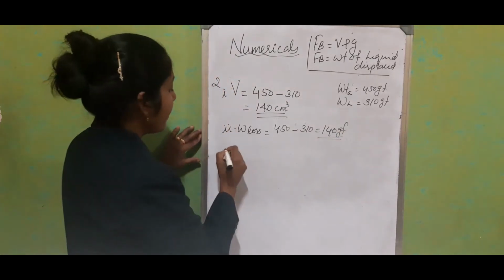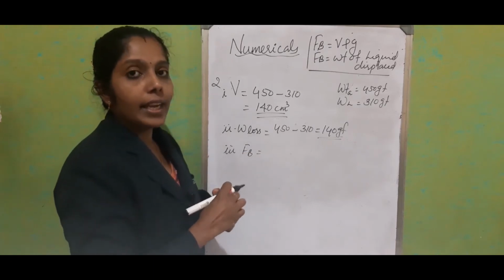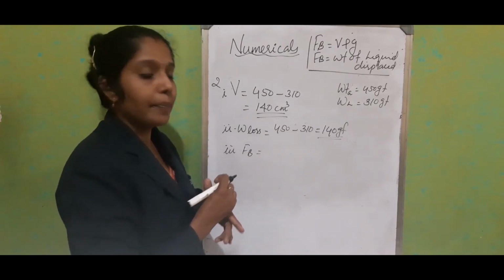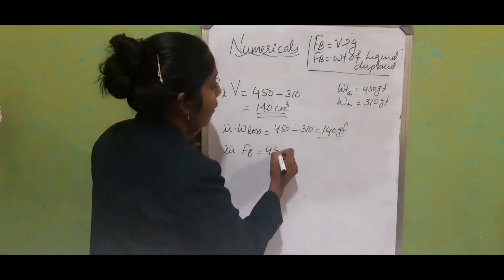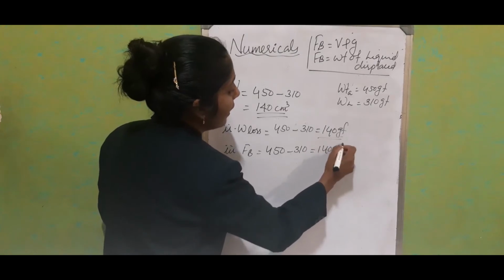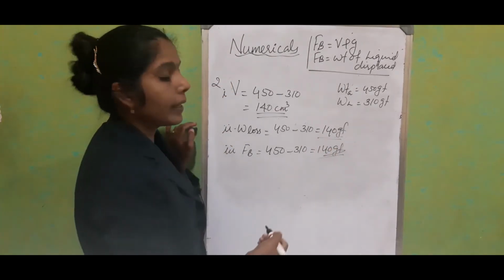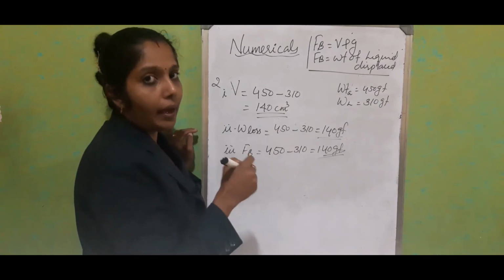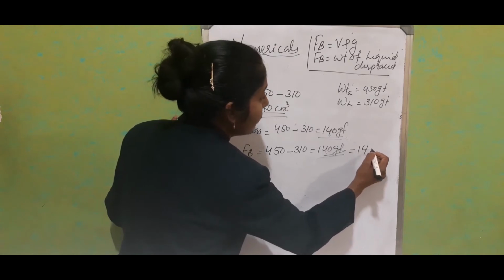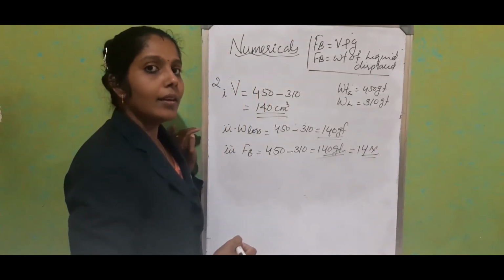The third part is upthrust. We know that the change in weight, or weight loss, is equal to the upthrust. So in the same way, 450 minus 310 is 140 gram force, which is the upthrust. If you want to convert it into Newton, divide by 10, so we will get 14 Newton. Okay, let's go to the third.